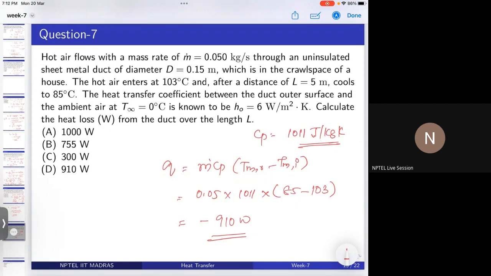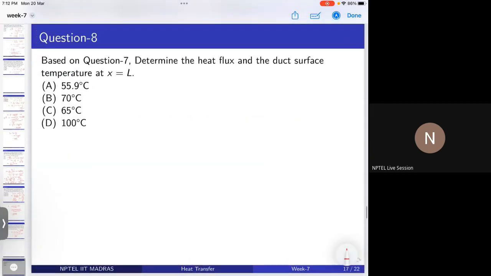Here it's not the constant surface heat flux or constant surface temperature boundary condition, because the heat is being lost along the length, right? Yes, sir. So we have to find the local heat flux. You cannot divide this 910 by the surface area. You will get an average heat flux, but it's not at x equal to L. I hope you understood.